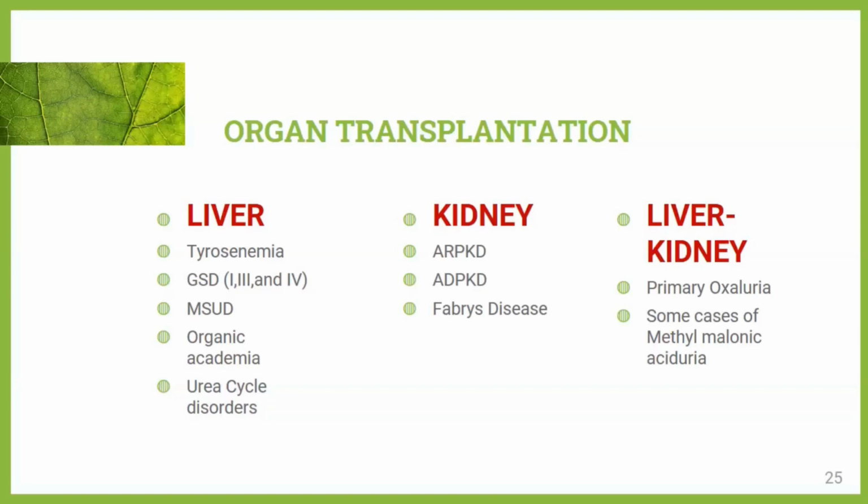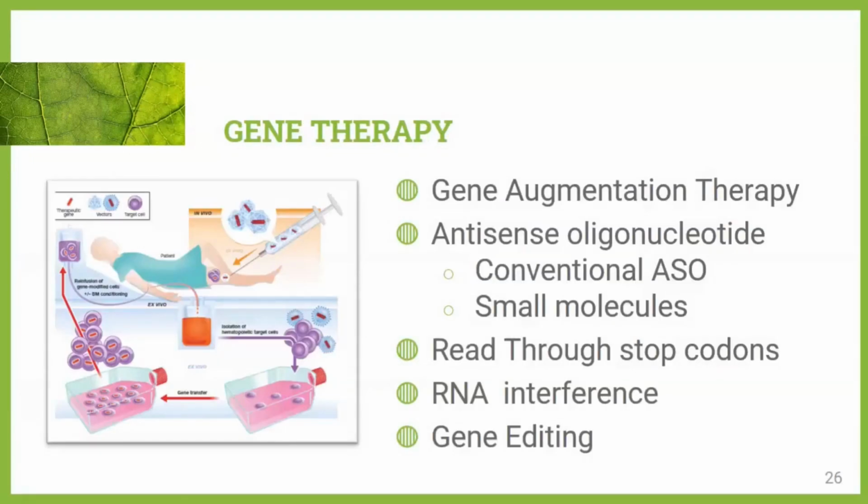But before developing kidney damage, that is at 2 years, 3 years, if you identify it, you can do liver transplantation without doing kidney transplantation. Liver transplantation is the treatment of choice. And in some cases of methylmalonic aciduria also, sometimes you may require a liver kidney transplant. Then finally, gene therapy. Gene therapy is our aim, where we are correcting the entire gene.